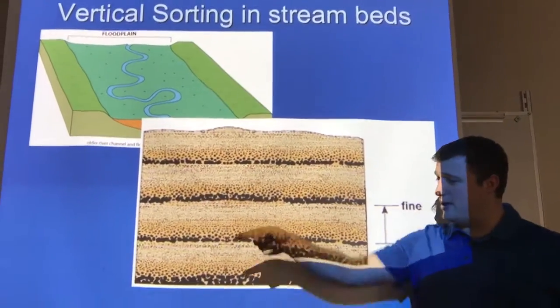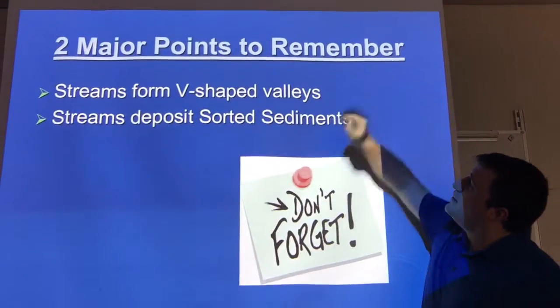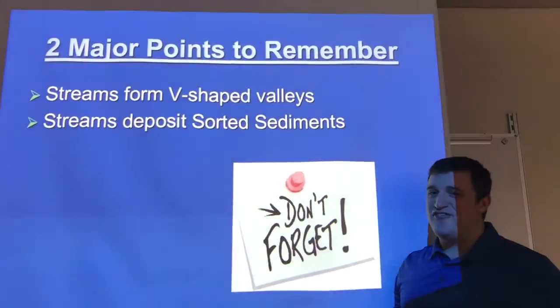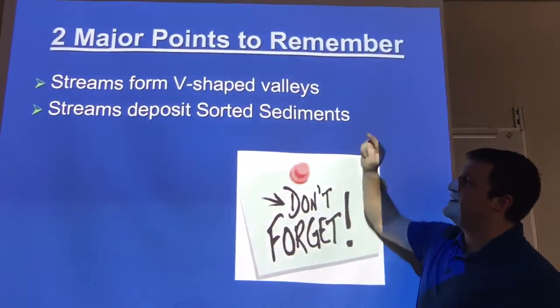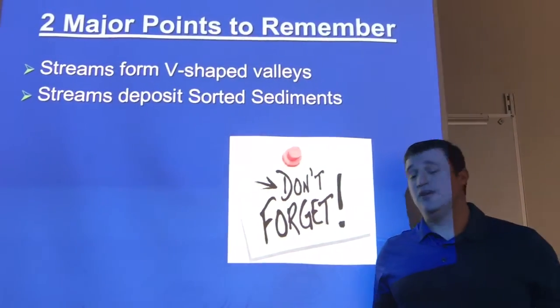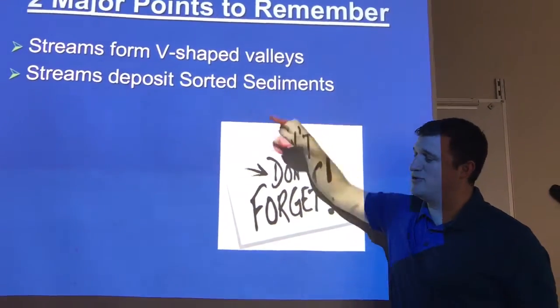2 important things to remember. Streams form V-shaped valleys, rivers form V-shaped valleys, streams deposit sorted sediments. You know everything you need to know about stream erosion if you can remember those 2 things.